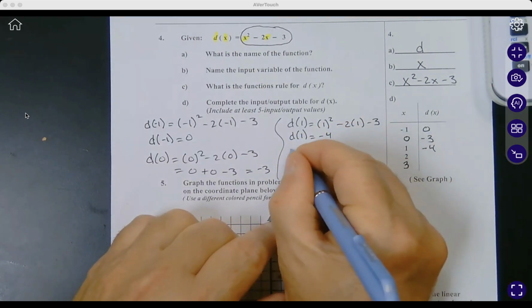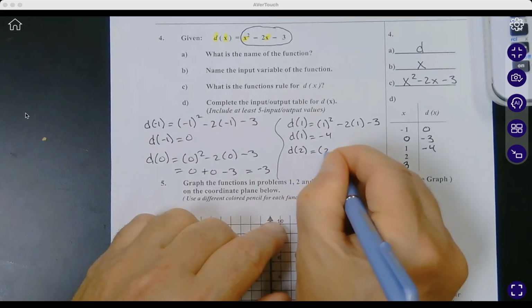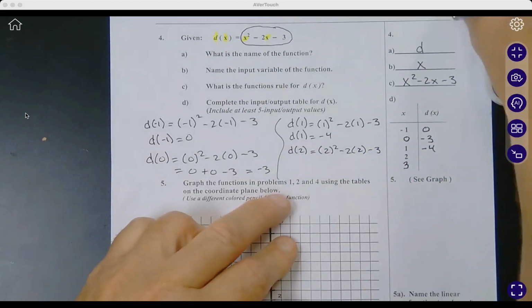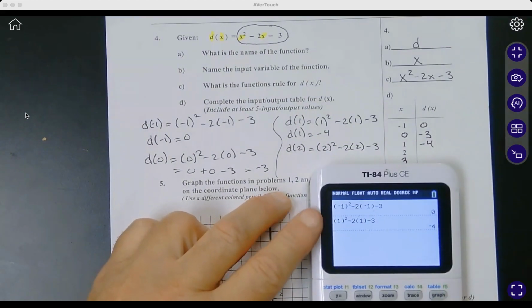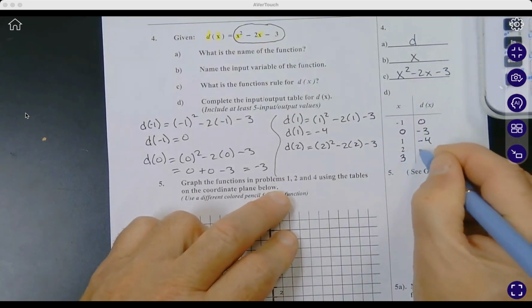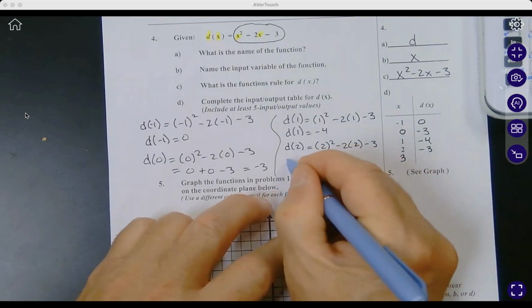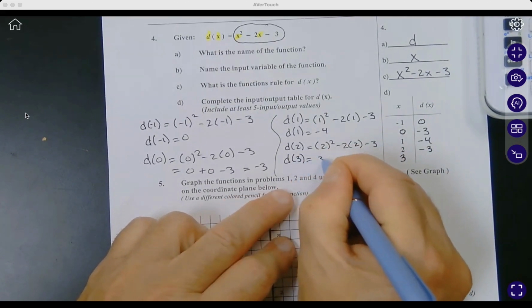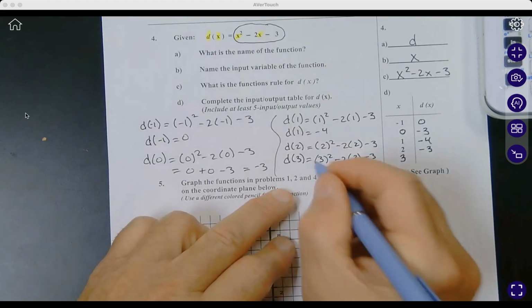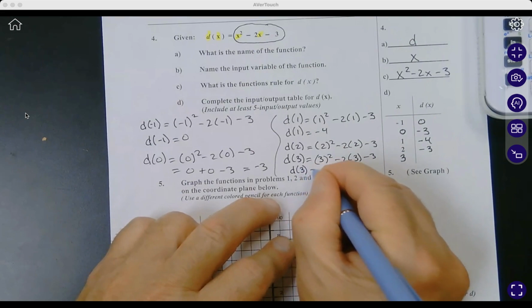I'm going to do d of 2. I'm going to input that into the rule, like so. I'm going to go ahead and use my calculator. I'm going to open a parenthesis, 2 squared minus 2 times 2 minus 3. And that's -3. So input of 2, output of -3. When I do an input of 3, I'm going to get an output of 0.